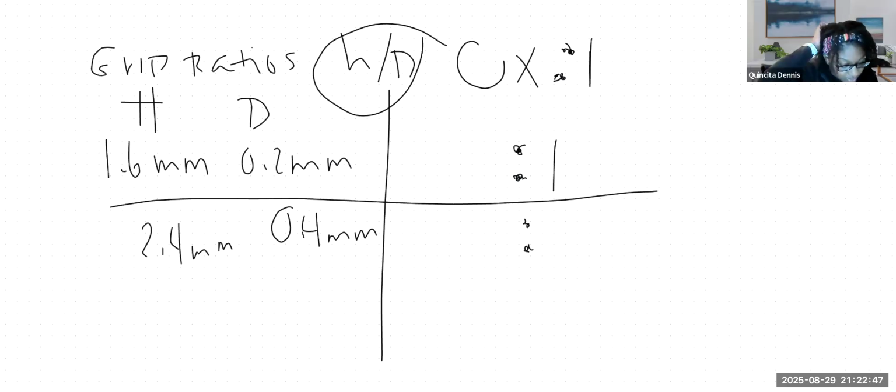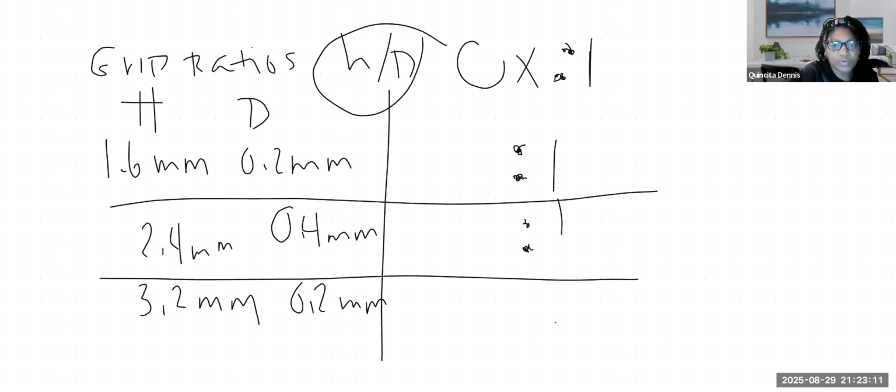And then the last one is 3.2 millimeters, and the distance between the strips is 0.2 millimeters. All right, what are these grid ratios? You just simply divide height over distance.